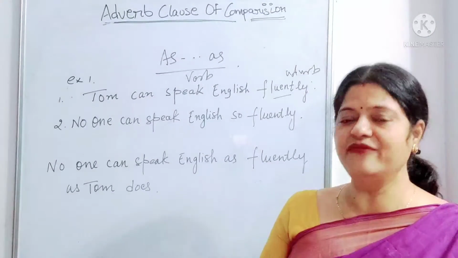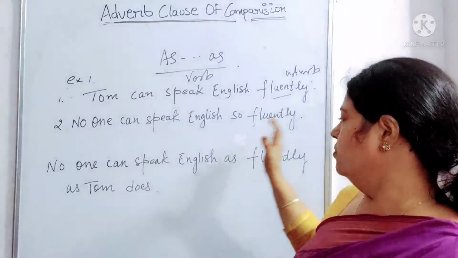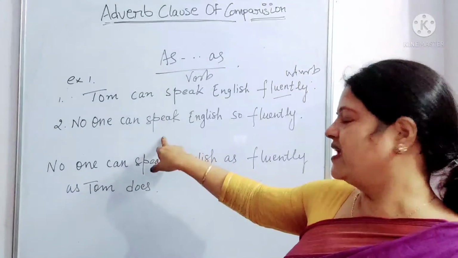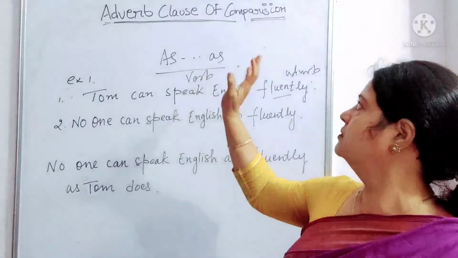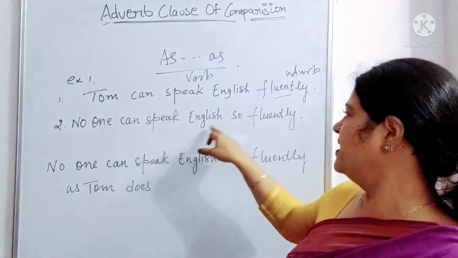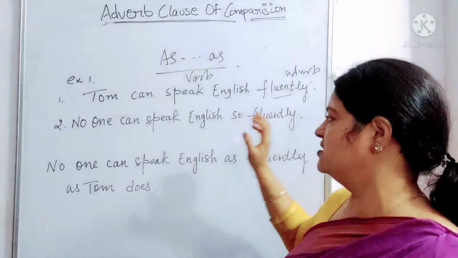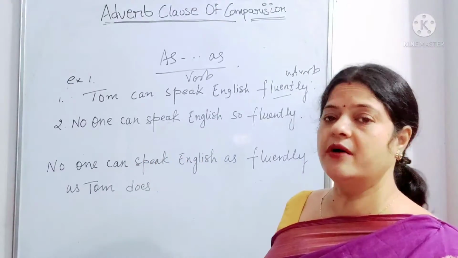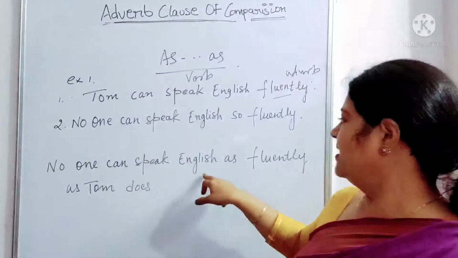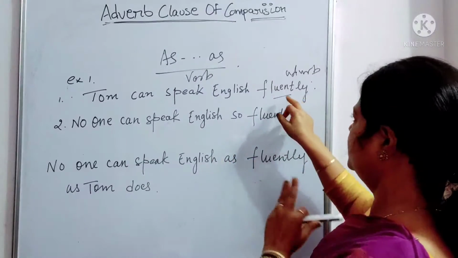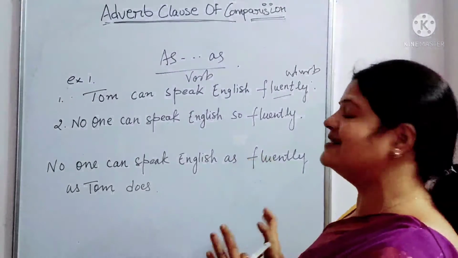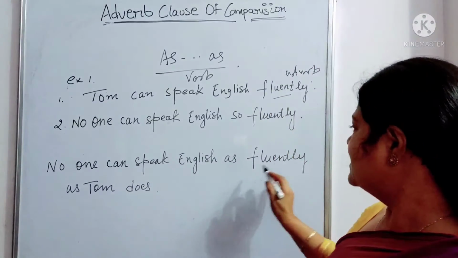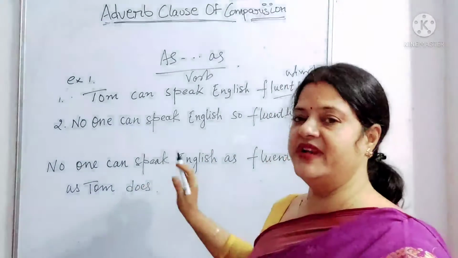either an adjective or an adverb. So now, since we see that this second sentence is showing comparison, no one can speak English so fluently, isn't it? So what we'll do is first write the second sentence which is showing comparison. No one can speak English, and then we will put this fluently between as and as. So no one can speak English as fluently as Tom does.